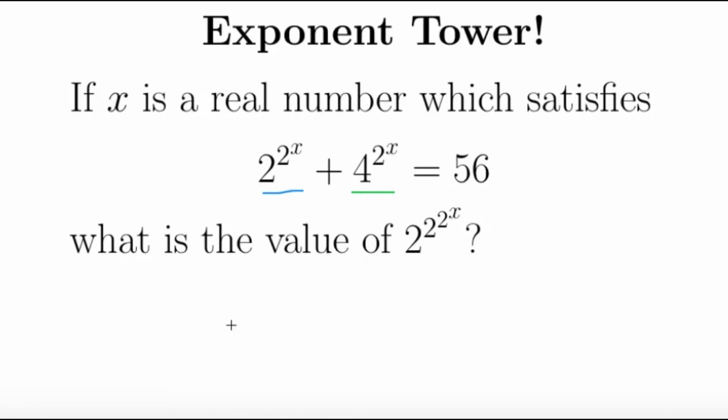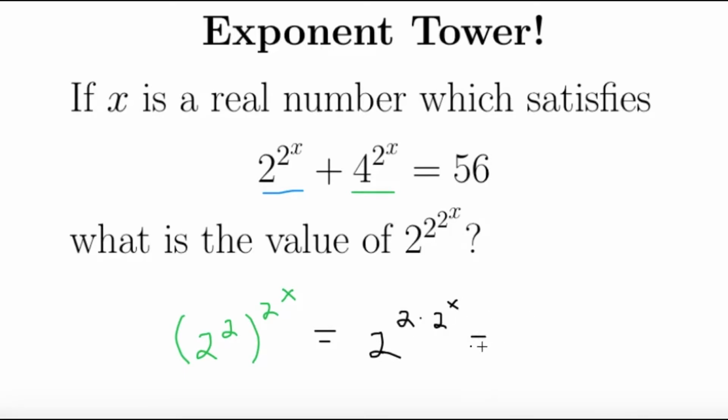So the 4, we can write as 2 squared. So we're going to raise this to 2 raised to x. Now, we know that this will be equal to, since we have 2 raised to 2 quantity raised to 2 raised to x, I know I can write this as 2 raised to the product of 2 and 2 raised to x. So 2 times 2 raised to x.